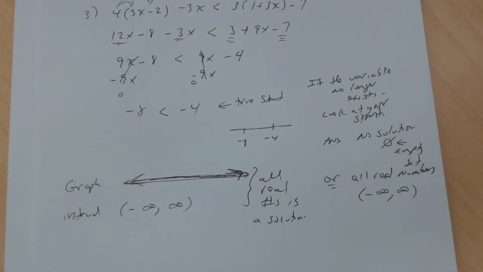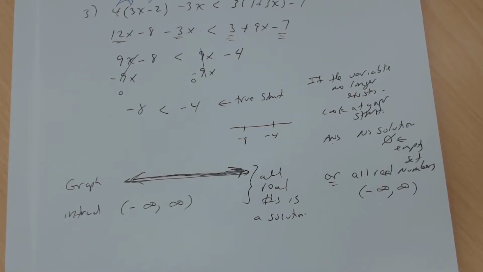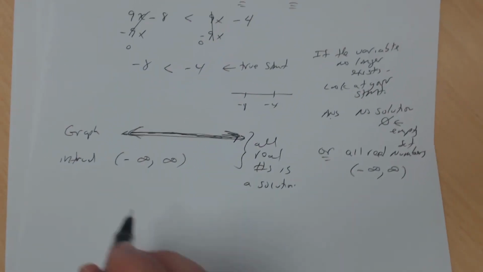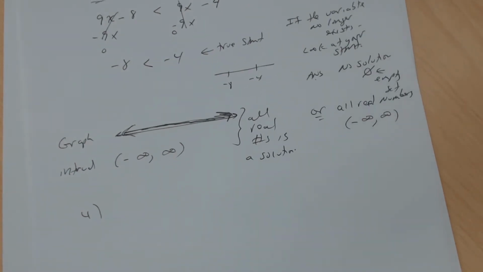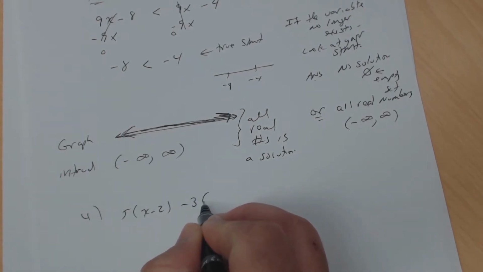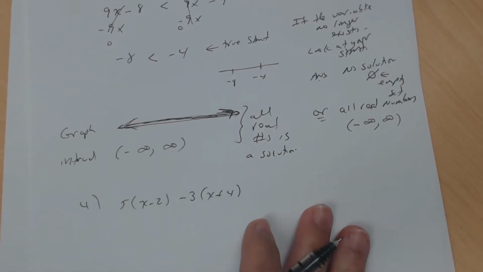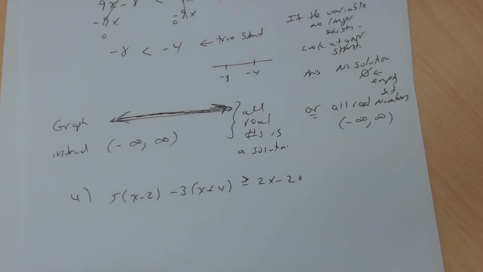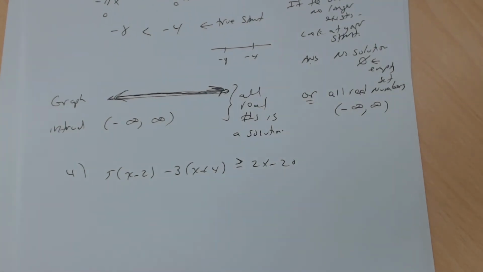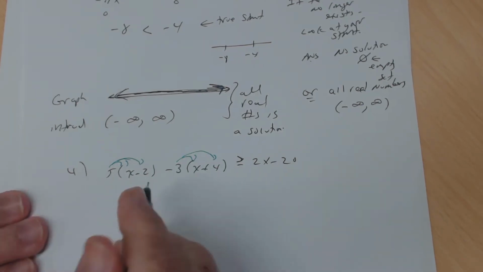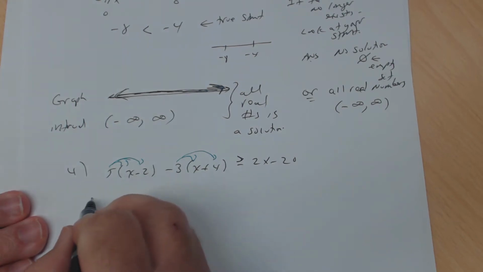Okay? All right, now, let's suppose we had this, number 4. Suppose we had 5 times x minus 2 minus 3 times x plus 4 is greater than or equal to 2x minus 20. All right, suppose we had that. So let's see what happens. So if I distribute in both cases, this one's easy. That's going to be 5x and then minus 10.